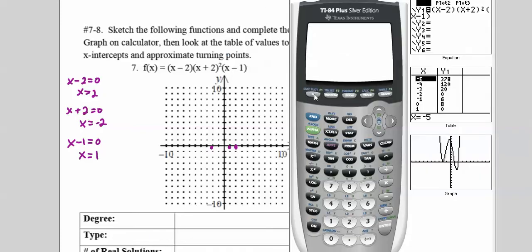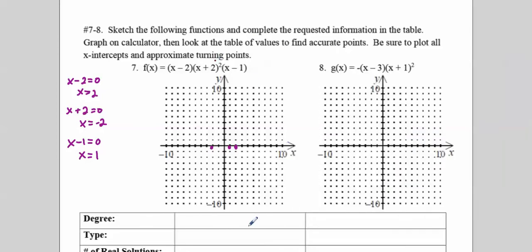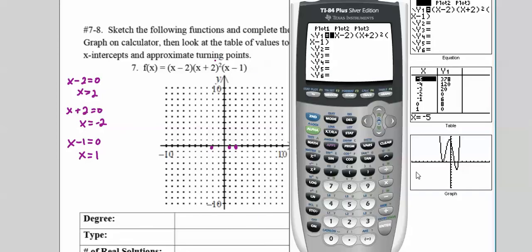Okay, so press y equals, and you want to enter the equation in your y equals, and then press graph. Okay, so you can see the graph here. I have my points at negative 2, positive 1, and positive 2. You can see it kind of turns very close to the y-intercept, so we need to find out what that y-intercept is, and we want to find out also what that turning point is, and then there's another turning point down here we need to find.